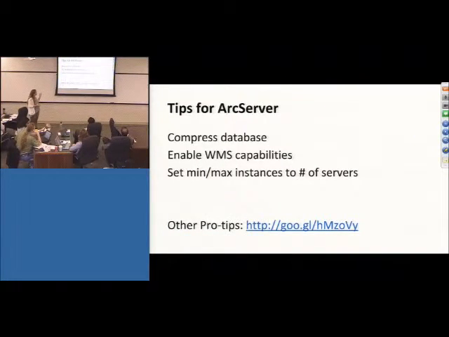For Arc server, I mentioned compressing the database already. Enable WMS to make sure you're OGC compliant. And there's another trick that I learned at Esri where you can set the min-max instances equal to the number of servers when you're in the server interface publishing your server's services. That tends to speed things up when you have lots of users calling the service. It spreads the calls across the different servers so the data can be called by the clients quicker.